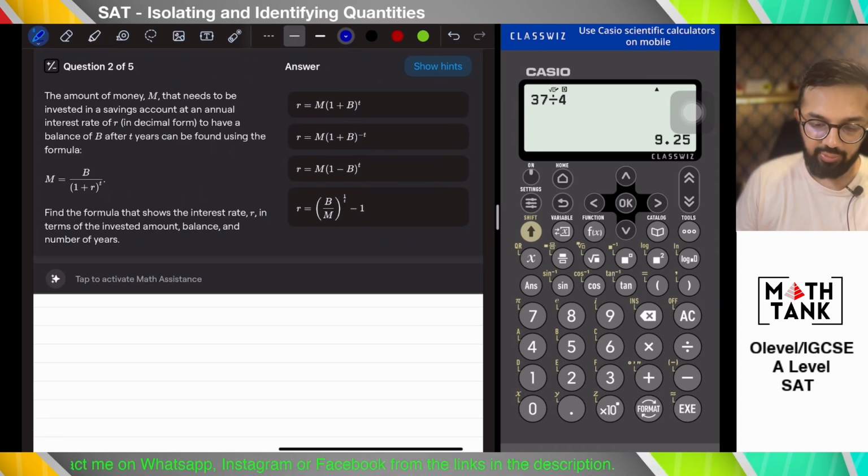a savings account at an annual rate of R to have a balance of B after T years can be found using the formula this. Find the formula that shows the interest rate R in terms of the invested amount, balance, and number of years. So I want to make R the subject.